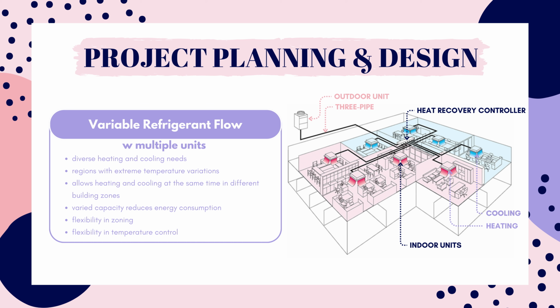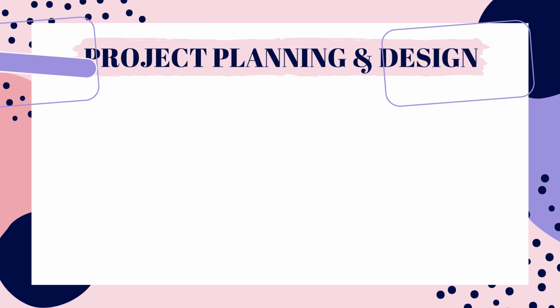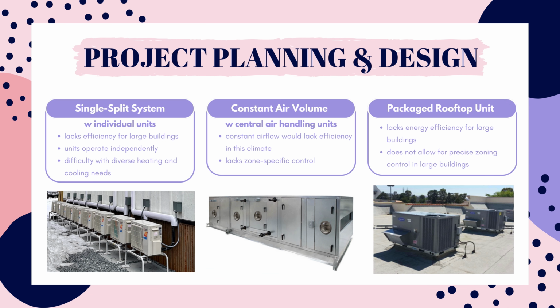This system is energy efficient, allows simultaneous heating and cooling, and it reduces energy consumption as compared to constant systems. It also allows for great flexibility since you can have multiple zones and each zone can control its own temperature. This system is also one of the best for areas with extreme seasonal variations since it can switch from heating to cooling very easily. Our other three options were not the best option due to the extreme temperatures or because of the size and flexibility needs.